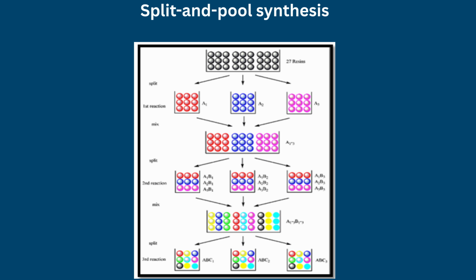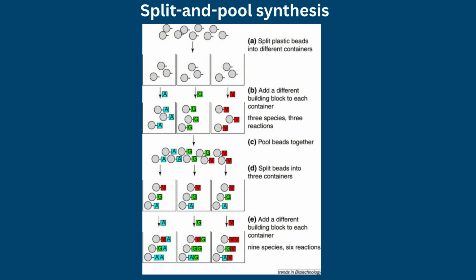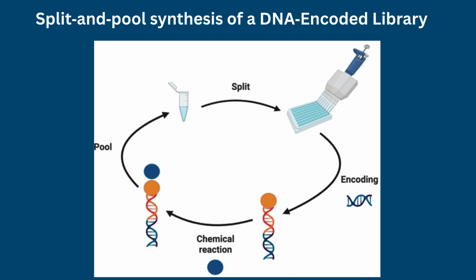In contrast, split and pool, or mixed synthesis, is designed to maximize molecular diversity. In this method, resin-bound intermediates are repeatedly divided into groups, reacted with different building blocks, and recombined. This iterative process results in exponential growth of library size, often reaching millions of compounds. However, because the final products are obtained as mixtures, identification of active compounds requires decoding strategies.